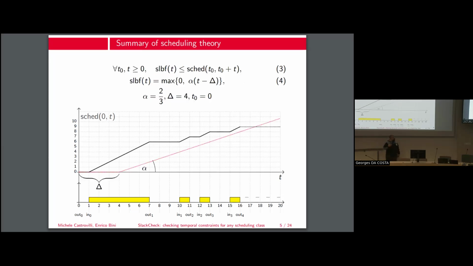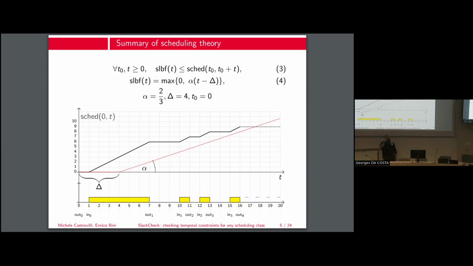Now, my issue here is that I'm checking it against a function called SLBF, the schedule lower bound function, and this is of a linear variety. Therefore, we have a certain latency annotated with delta, and a certain rate or bandwidth that I annotated with alpha. So in this example here, I put alpha 2/3 and delta at 4.